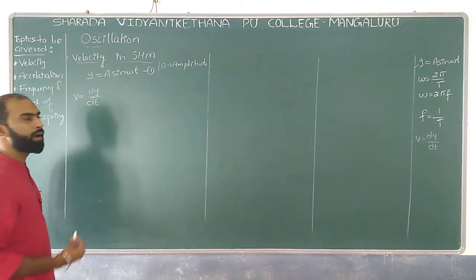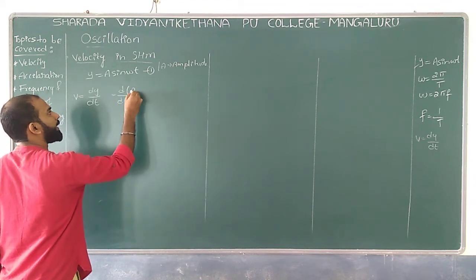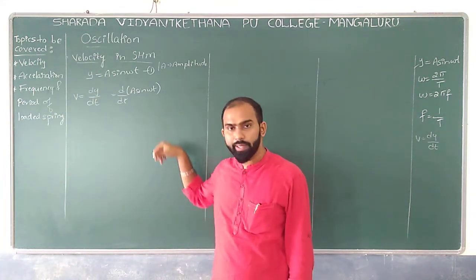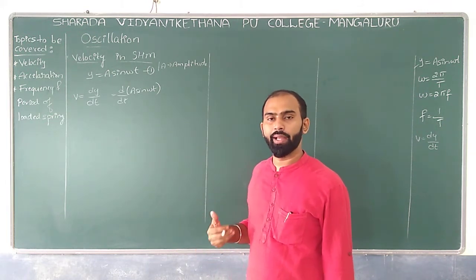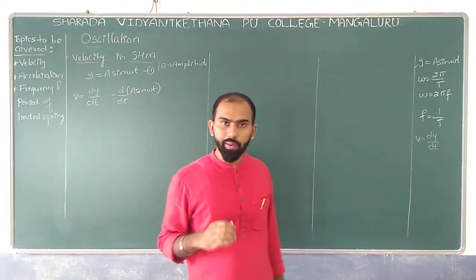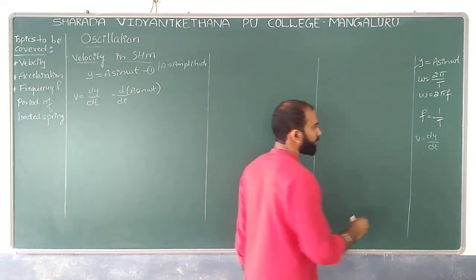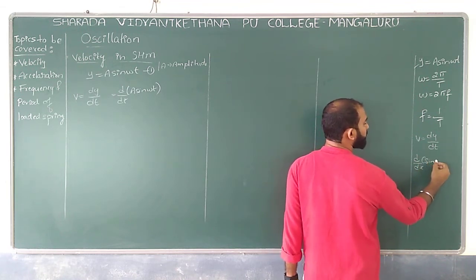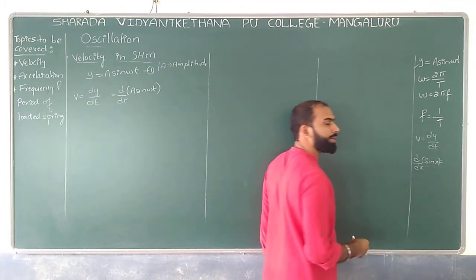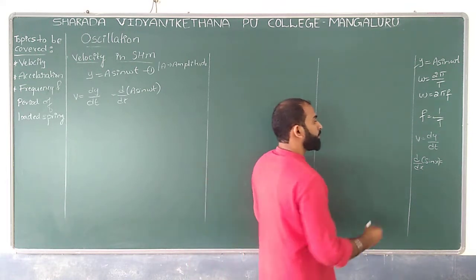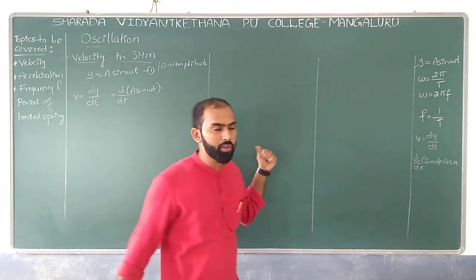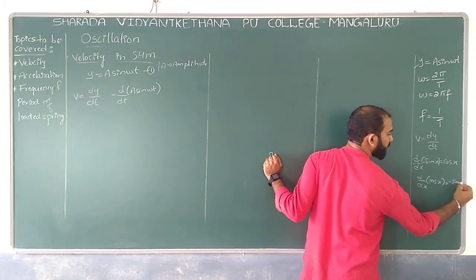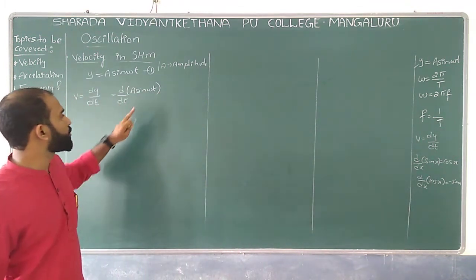If I substitute, what I get is d by dt of a sin omega t. Now we are supposed to go with the differentiation. Why differentiation? Because we need d by dt. Understood? So what is the differentiation of a sin theta? Always remember, from here onwards: d by dx of sin x is cos x. Similarly, d by dx of cos x is equal to minus sin x. This is how exactly we are supposed to do.